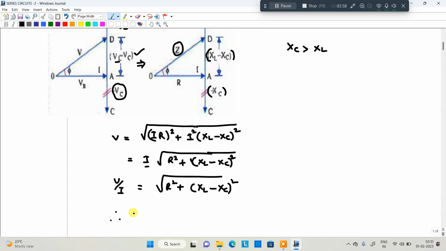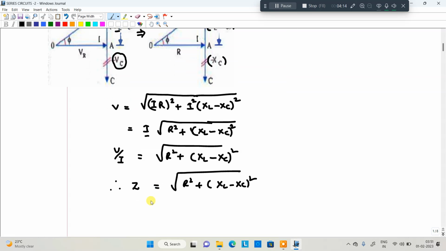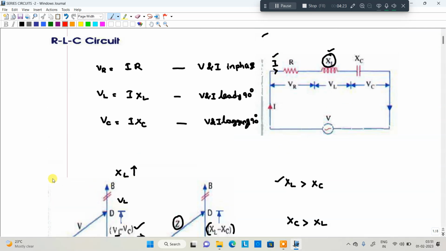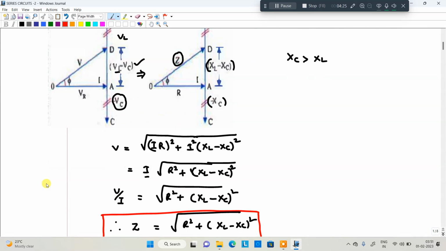Finally you need to remember the formula for Z. Impedance Z is equal to square root of R square plus XL minus XC whole square. That is the impedance formula we have to remember. From the examination point of view, we have to remember this particular formula for XL greater than XC for a series RLC circuit.